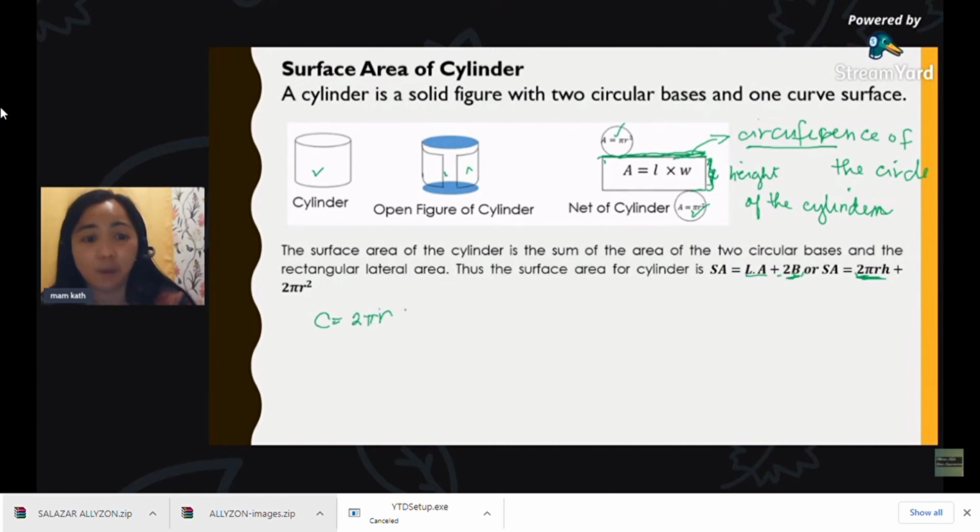That is circumference. So, saan galing yung height? Di ba? We have here length. Yung length natin ay the circumference which is 2 pi r. At yung width natin ay yung height ng cylinder. That is why we have here 2 pi r height. Sorry, hindi yan dyan.